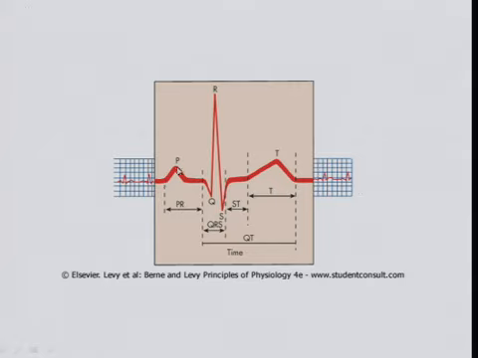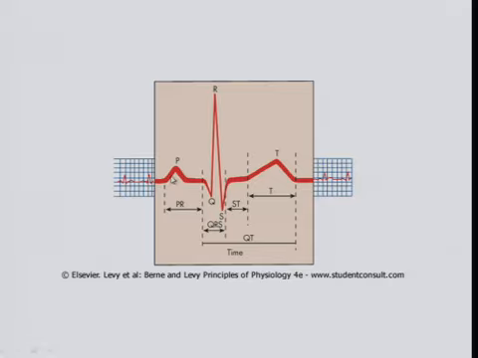We have the P wave, the QRS complex, the ST segment, which really defines going from the end of the S wave to the T wave. And these are the main properties that you will need to know about this. Don't worry about it right now, we're going to go through it. But this reflects at the surface of your body the events that are occurring in your heart.